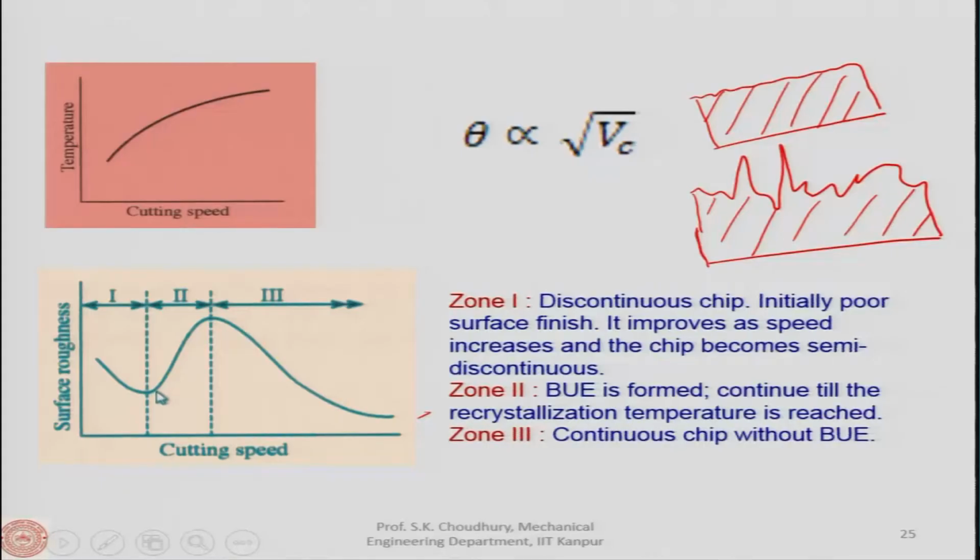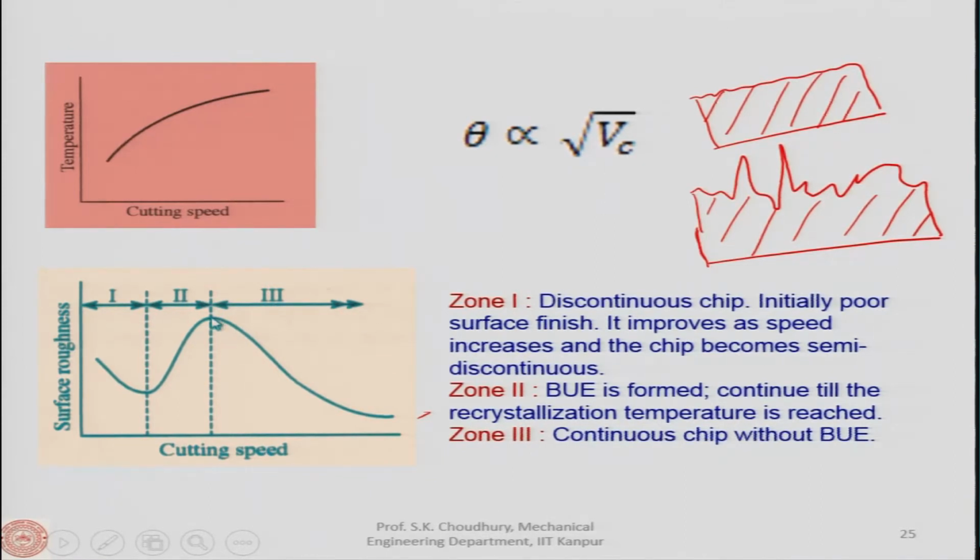So, therefore, the surface finish is deteriorated, because the surface roughness goes up, it goes up to a point beyond which of the cutting speed the temperature rises further, because it rises like to the power root over Vc.